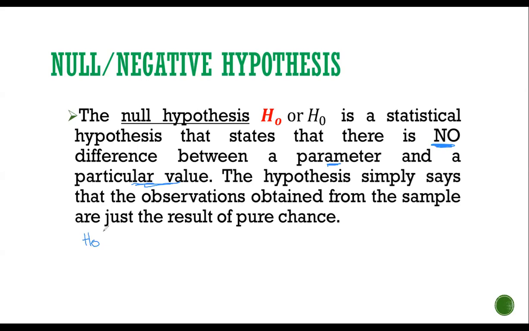So your null hypothesis, H0 or H sub 0, it says there that between your parameter and your particular value. Ano ulit yung parameters na gagamitin natin? Diba dalawa? We have your population mean and your population proportion. So isulat natin yung dalawa. Okay? Dalawa lang ang gagamitin natin. Either population mean or population proportion.